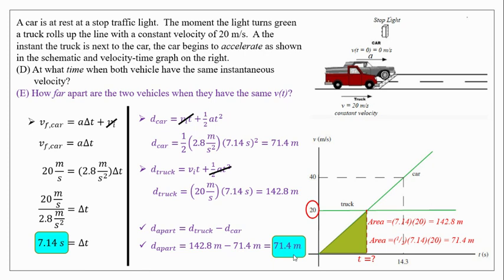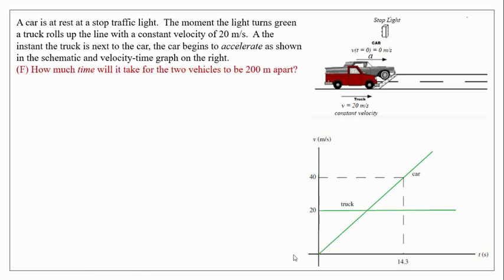All right, so that's that. Part F asks us how much time will it take for the two vehicles to be 200 meters apart. Well, at some point the car starts behind the truck, but it's going to eventually catch up to the truck, meet it, and then eventually it'll pass it because it keeps getting faster and faster. So therefore it will get ahead of the truck.